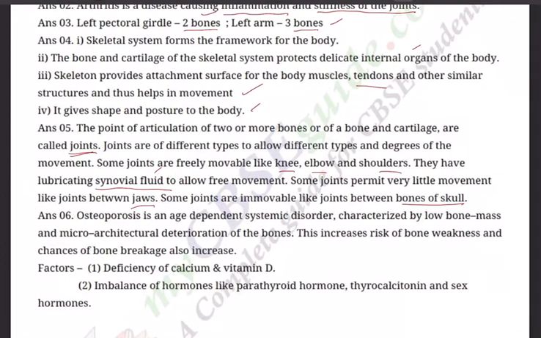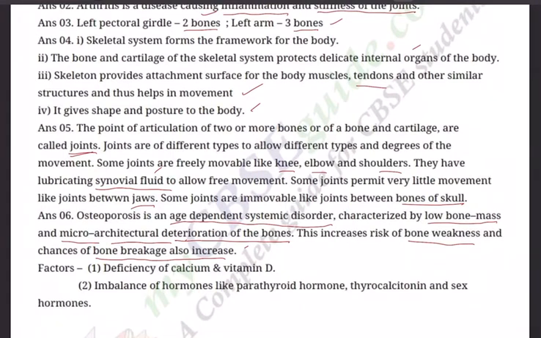osteoporosis, again a disease related to bones I said, is an age-dependent systemic disorder characterized by low bone mass and micro-architectural deterioration of the bones. So there will be disshaping. And this increases risk of bone weakness, and chances of bone breakage also increase because the bone becomes very thin and it develops pores. That's why osteoporosis. Easily the person is prone to have a lot of fractures.